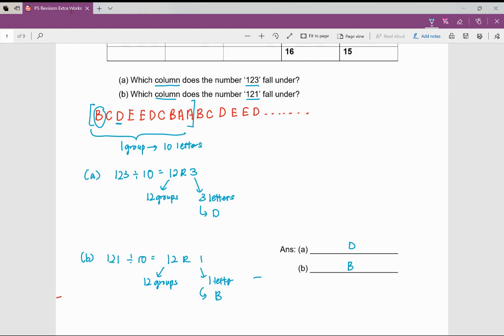Okay, simple. So always make sure you form your one group first, list it out, and then solve the question. All right, let's move on.